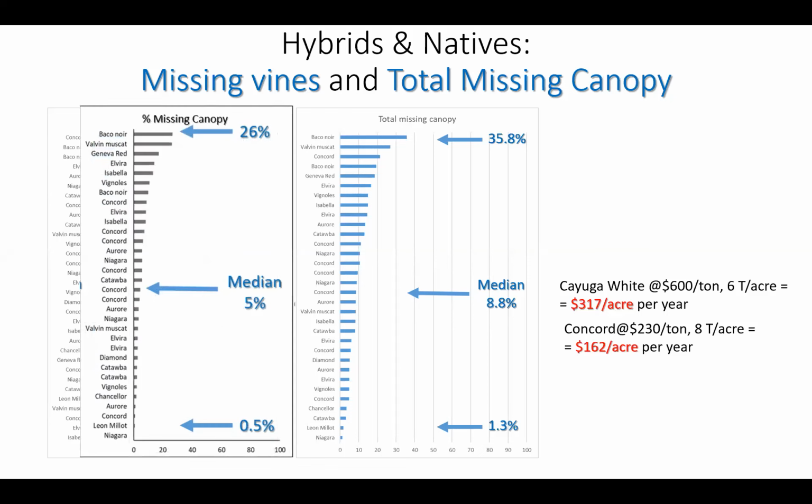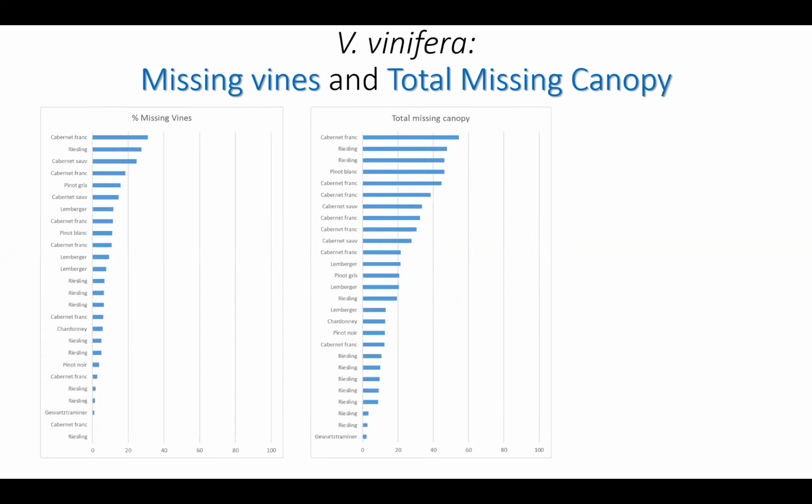If we add the two together, the missing canopy from the vines that are still there, plus the missing vines, I can say from this survey that the missing vines added 3.8% crop loss. Again, 137 per acre for Cayuga, 70 per acre for Concord. For vinifera, much different story. When we add them up, we come up with a median percent of missing canopy as 20.5%, adding on the missing vines.